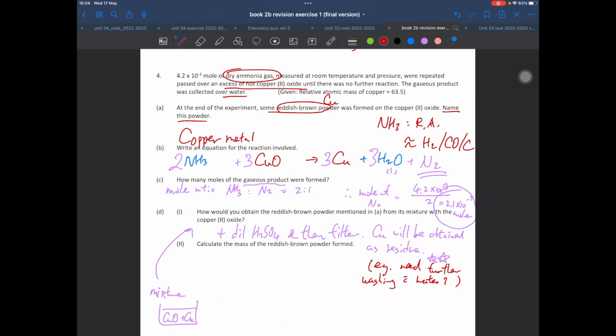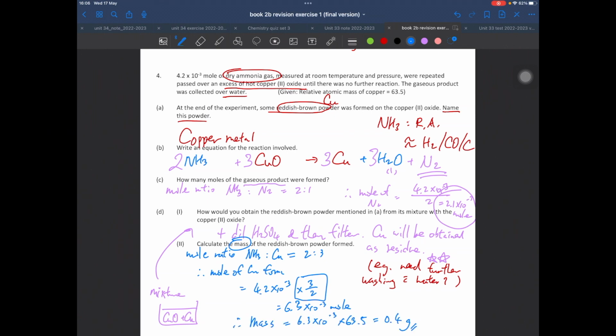And finally, calculate the mass of reddish brown powder formed theoretically, because there is only one mole number given here. So we assume the reaction is completed with limited ammonia gas. And here shows, first we find the mole ratio again. This time ammonia to copper is 2 to 3. Copper is more, so I'm sure it's times 3/2. But the story hasn't ended, because you are asked the mass, so times molar mass, and we finish the job. And this is question 4.